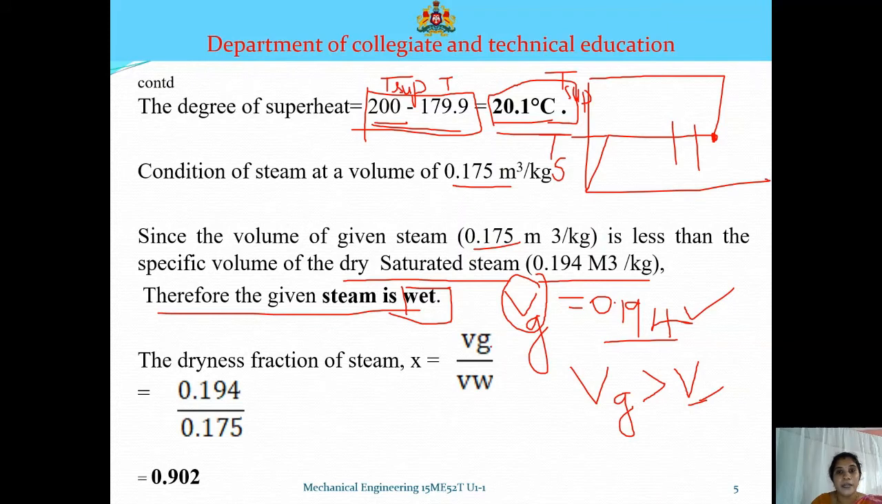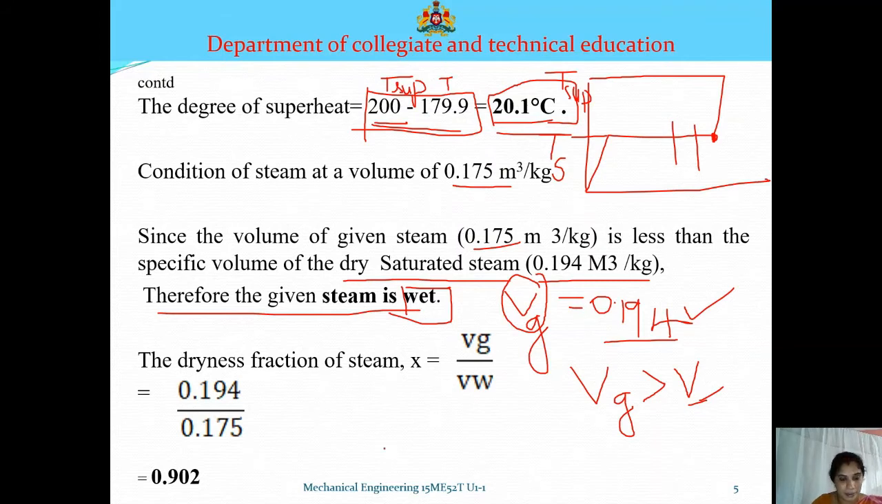So now I came to know that the steam is wet. But then what is the next question that arises? How dry is it? That is the thing that we need to find out. That means we need to find the dryness fraction, whether the steam is completely wet, whether it is 1% dry, 2% or 0.2 dry, like that.